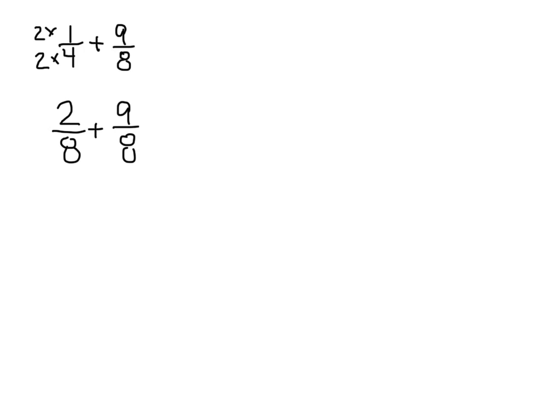Now remember, the reason we can multiply top and bottom by the same number is because I'm essentially multiplying by 2 over 2, and when the numerator and denominator are the same, that's equal to 1. And whenever we multiply by 1, we don't change the answer.